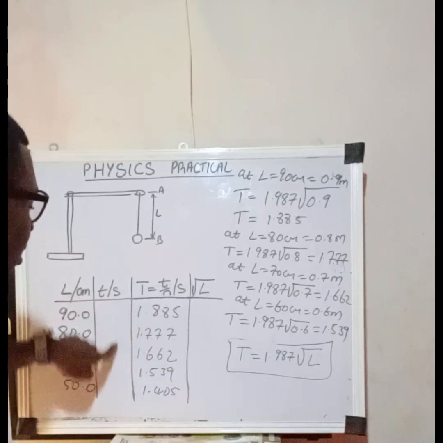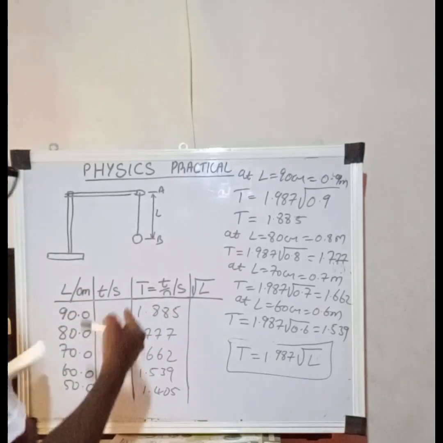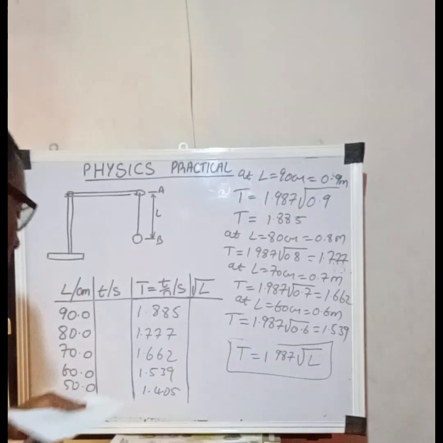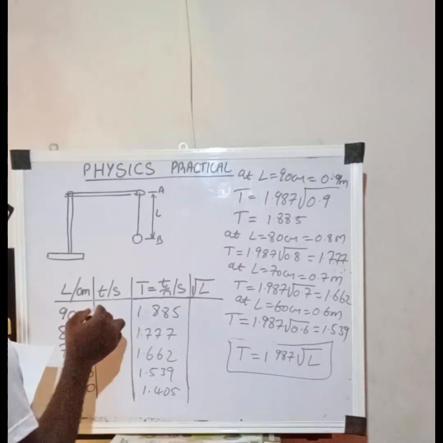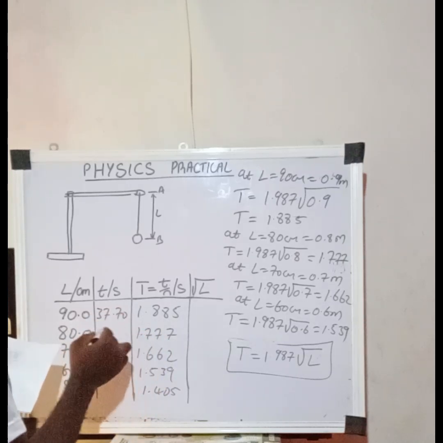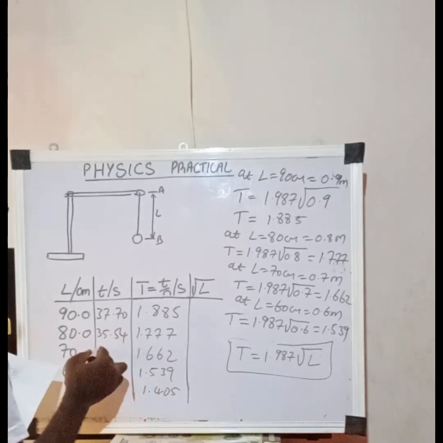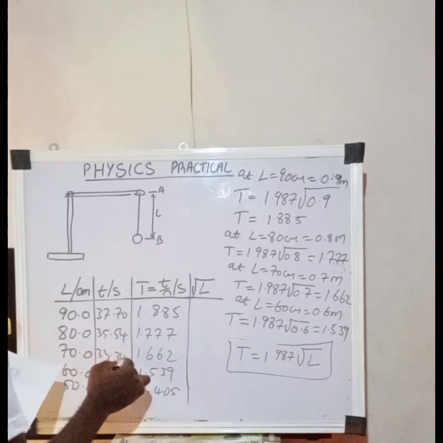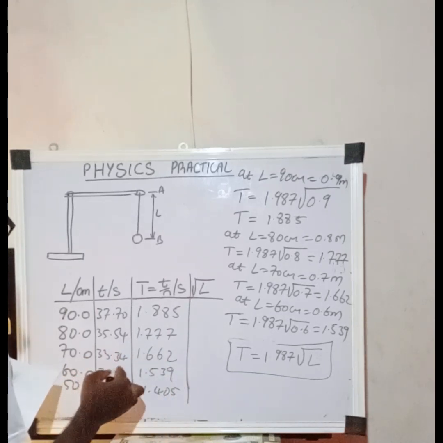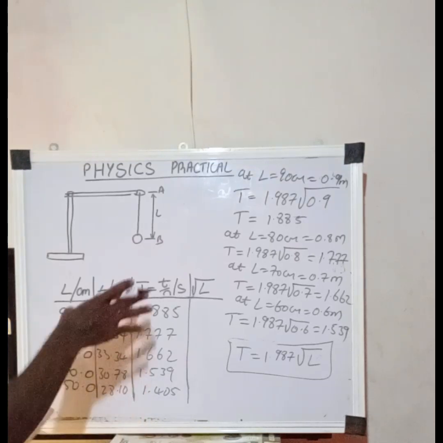So if it is this divided by 20 that will give us this, then this times 20 should give us this other one. So we have to multiply everything here by 20 to get the time. If I multiply 1.885 by 20, I obtained 37.70. Multiply 1.777 by 20, I obtained 35.54. Multiply 1.662 by 20, I obtained 33.34. Multiply 1.539 by 20, I obtained 30.78, and this one I obtained 28.10, and I have obtained my table.